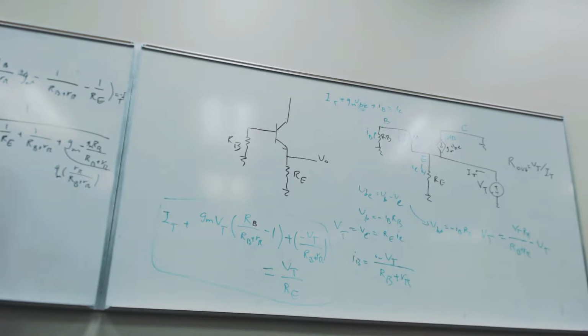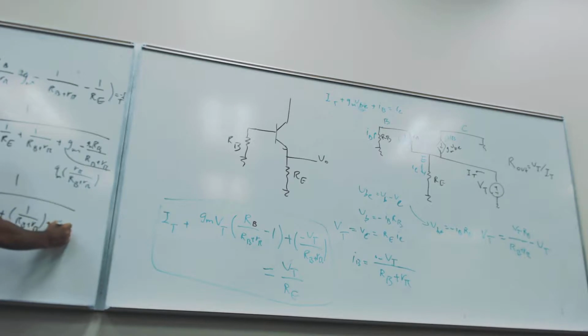Why did the sign split? It's equal to negative IT, so both sides are negative. So that would be 1 over RE plus 1 over RB plus R pi plus GM R pi over RB plus R pi.